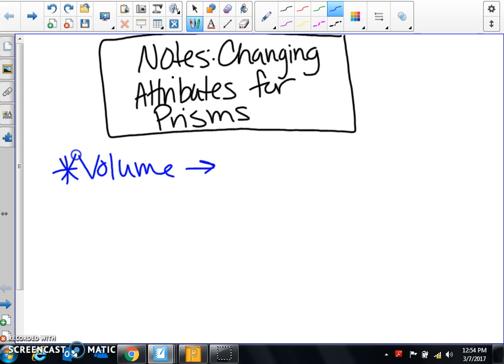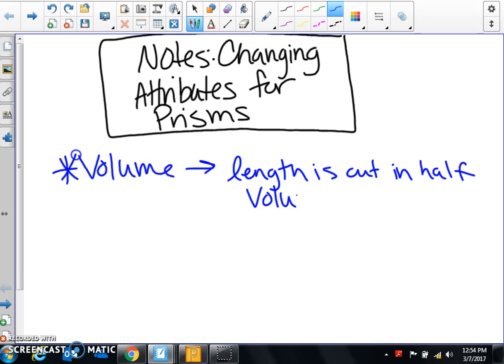When it's changing attributes for volume, you just do whatever it did to that one side. So if the length is cut in half, the whole volume is cut in half. If the width is doubled, the whole volume is doubled. If the width is tripled, the whole volume is tripled. So it's really, really easy. The only thing that you have to worry about for volume is if they're increasing or decreasing.